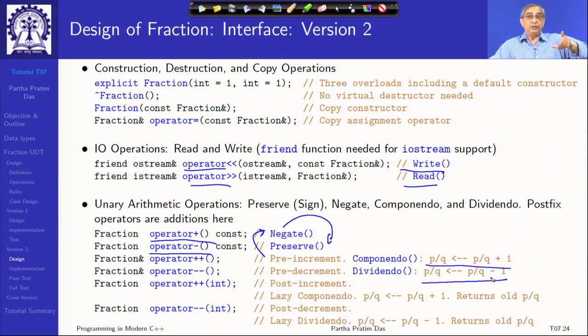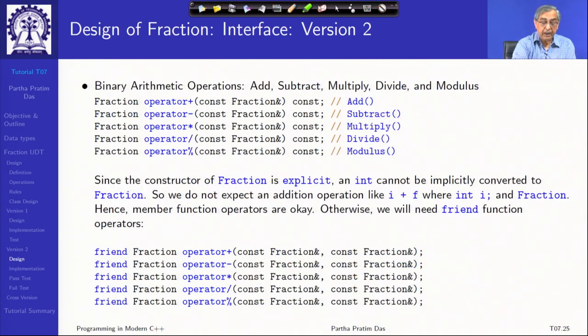Incidentally, you also have post increment, post decrement. So, those can be called lazy componendo and lazy dividendo. But what is more interesting is you can have all your addition, subtraction, all these operations now written in terms of operators. And just to remind you on whether they should be member functions or friend functions, just recall that the shortcoming of being a member function is that the first operand has to be a fraction type.